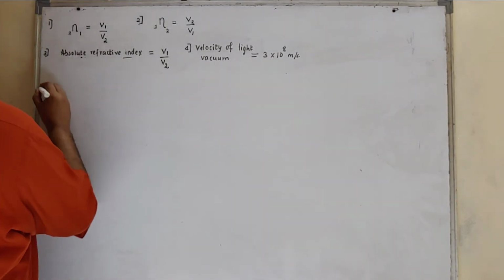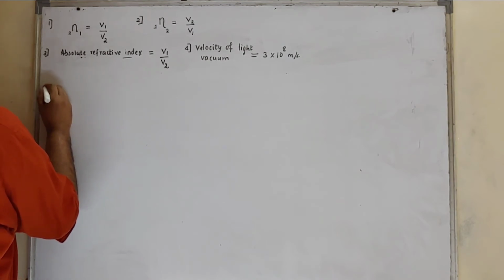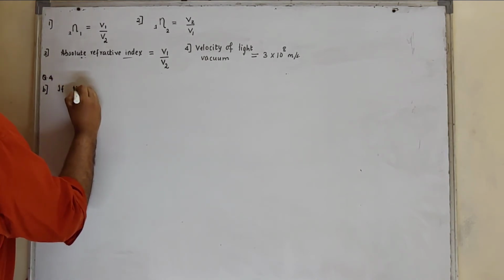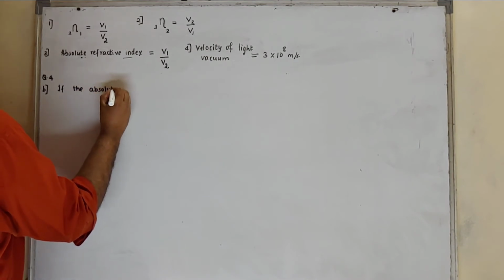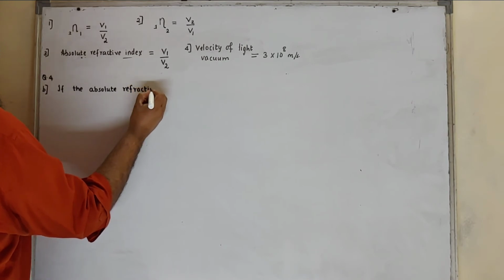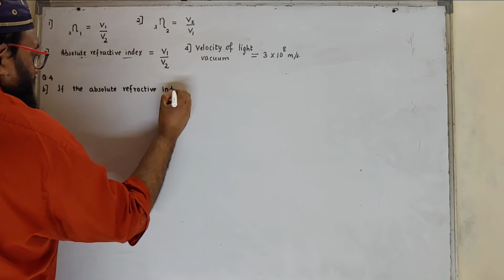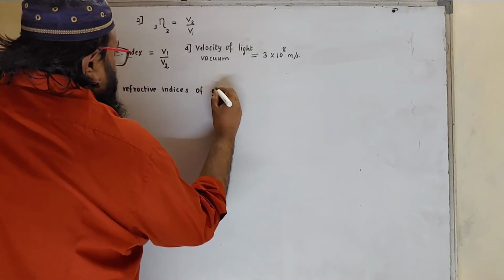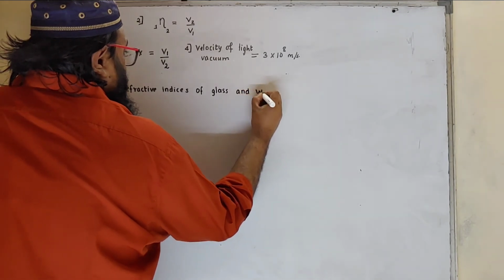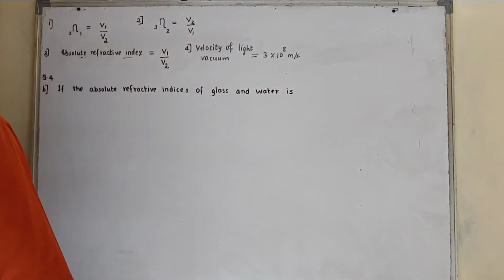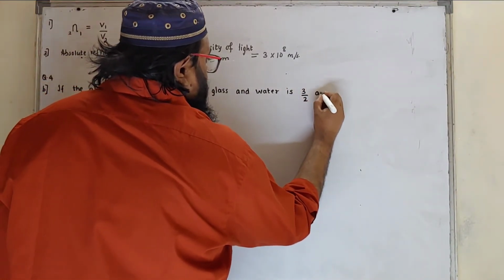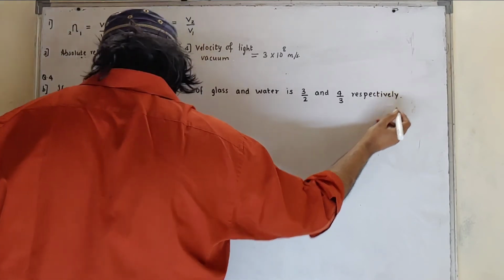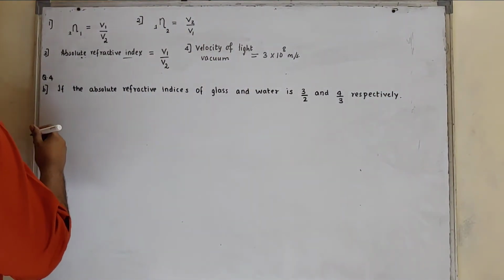Next and final question. It's an unsolved question, question number 4b. Question is, if the absolute refractive indices of glass and water are 3/2 and 4/3 respectively, what is the refractive index of glass with respect to water? Index is singular and indices is plural.